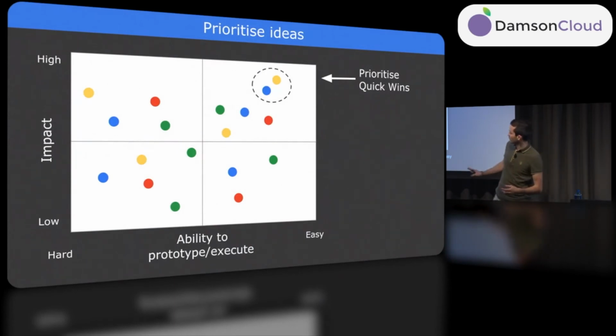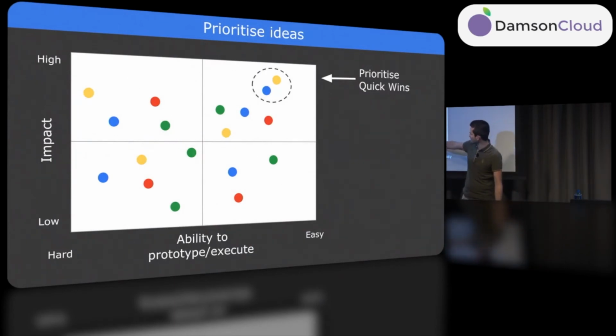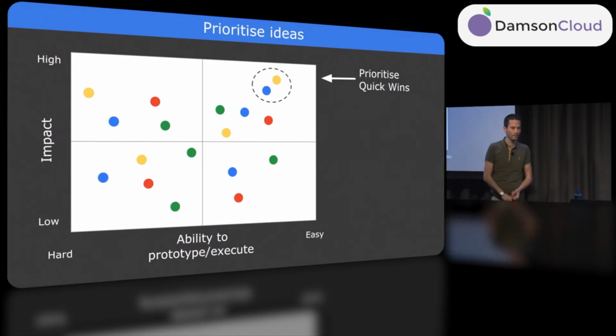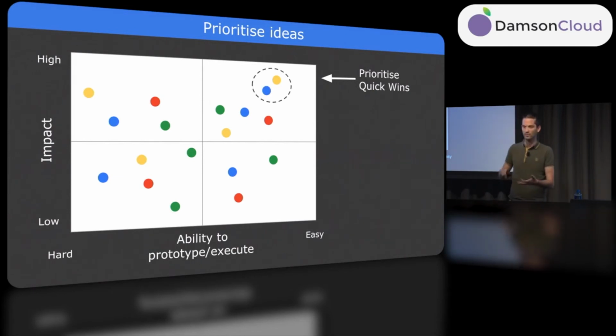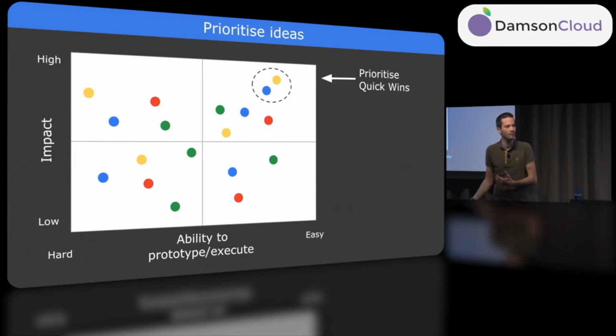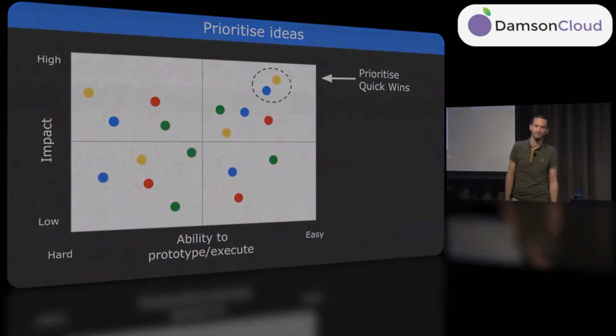This is the quick win. So we actually get people to put each one of these little processes on the ability to execute. So is it really hard, and you're going to need a development team and it's going to take 6 months, or is it super easy because we just need to create a Google form or a Google sheet? And then also, what's the impact it's going to have? By changing this process, is it going to really impact your team and make them super efficient and collaborative, or is it really not going to have much of an impact? And so we're trying to find those ones that are up in the quick wins.